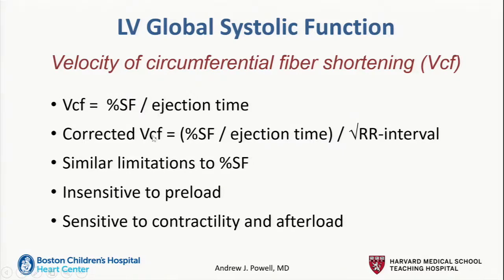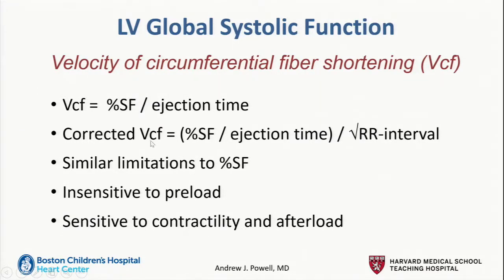And then you can say, well, let me correct that also for heart rate. So you take this formula and then just divide it by the square root of the RR interval. In doing this calculation, this parameter has the same limitations as shortening fraction does, because shortening fraction is in the equation. But the reason you're going through all this is because it does have some value, and this parameter has been shown to be insensitive to preload. So it's a way of factoring out preload. So you wouldn't expect this to change, everything else being held constant. Let's say you bolus somebody with fluid, this would stay the same. So put another way, it's sensitive to contractility and afterload, but not preload.